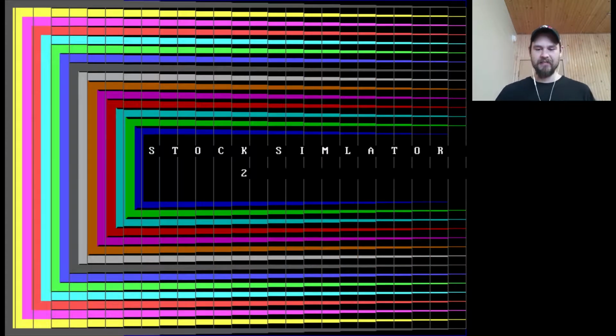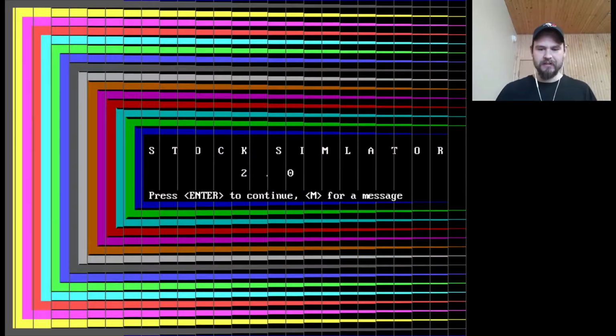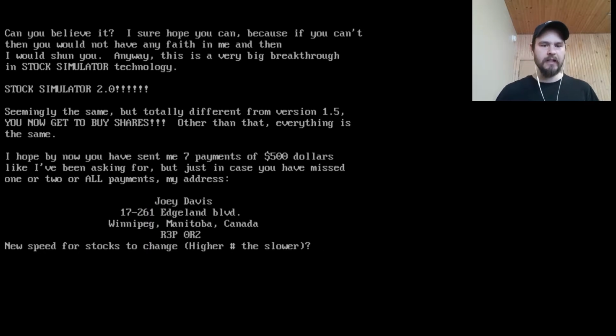Okay, here we get this graphic again. Stock Simulator 2.0. Okay, can you believe it? I sure hope you can, because if you can't, then you would not have any faith in me, and then I would shun you. Anyway, this is a very big breakthrough in Stock Simulator technology. Stock Simulator 2.0. Seemingly the same, but totally different from version 1.5.